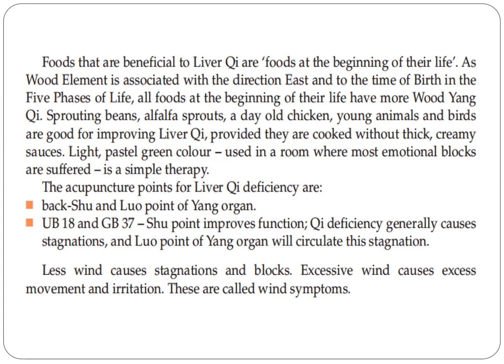Acupuncture points for liver qi deficiency are the Back Shu and Luo point of the yang organ, bladder 18 and GB37. The Shu point improves the function. Qi deficiency causes stagnations, and the Luo point of the yang organ will circulate or release the stagnation. Less wind causes stagnations and blocks. Excessive wind causes excess movement and irritation. These are called wind symptoms.